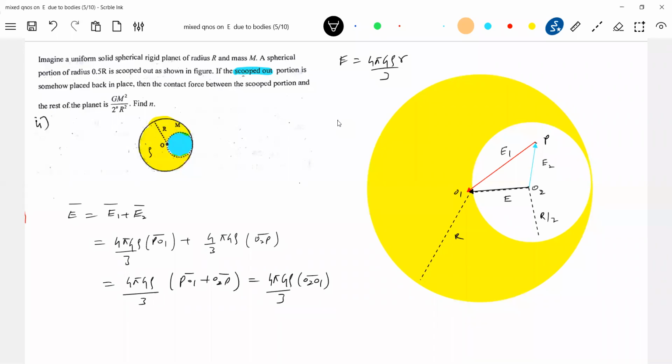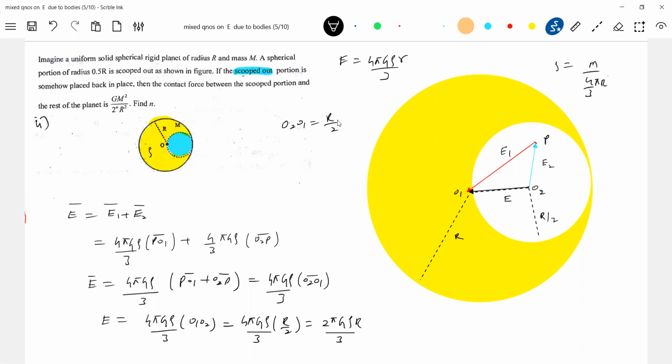What is O2 O1? O2 O1 is equal to R by 2 according to the diagram. So now we know the field strength. What is the field strength? 4 pi G rho by 3 O1 O2. I made the problem simple since we already discussed yesterday. So this is R by 2. So 2 gets cancelled. So this will be 2 pi G rho R by 3. Keep it here. But we don't know rho. What is rho? Rho should be M by 4 by 3 pi R cube only.